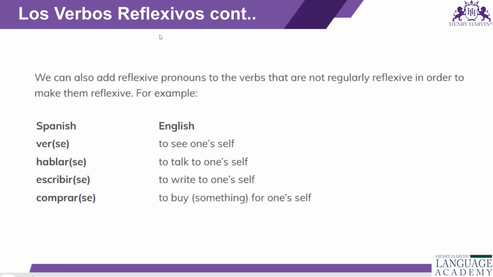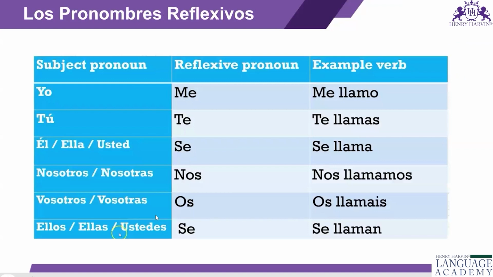Some more examples. This is the same concept I told you before, that we can add reflexive pronouns, meaning se, to verbs that are not regularly reflexive in order to make them reflexive, like verse, to see oneself, hablarse, to talk to oneself, escribirse, to write oneself, comprarse, to buy for oneself. Okay, we have done this already.